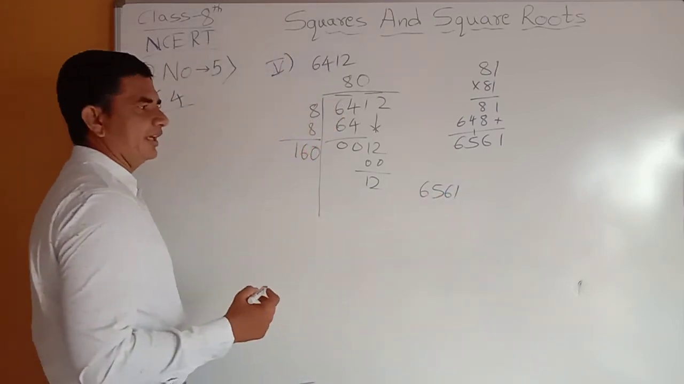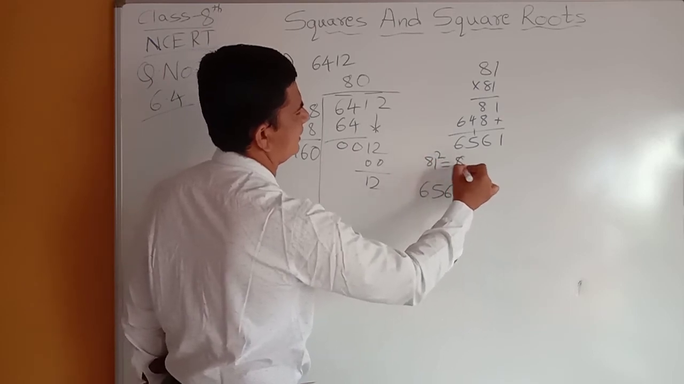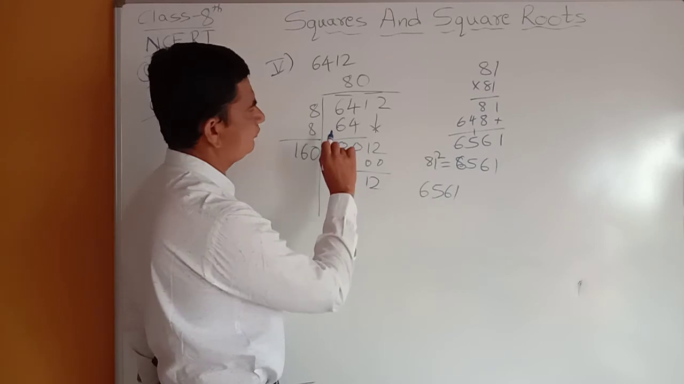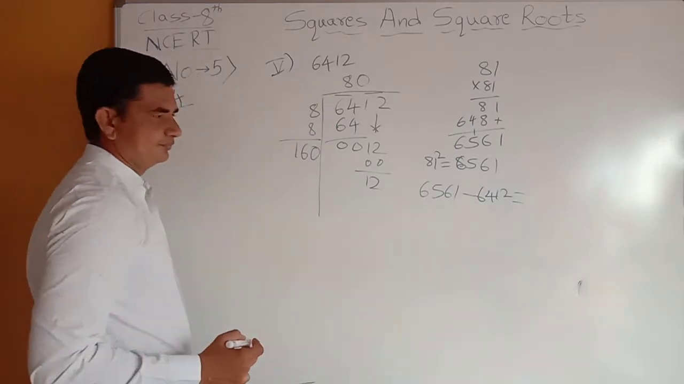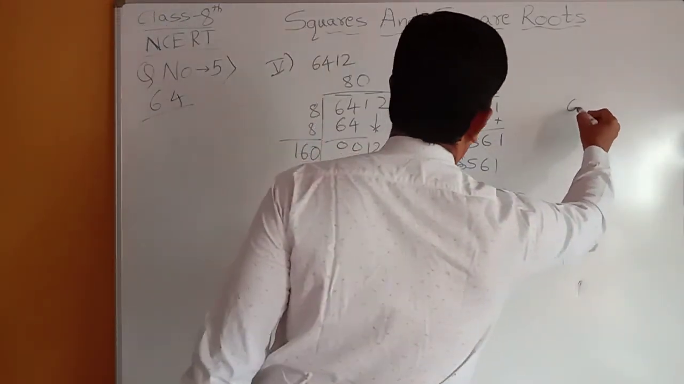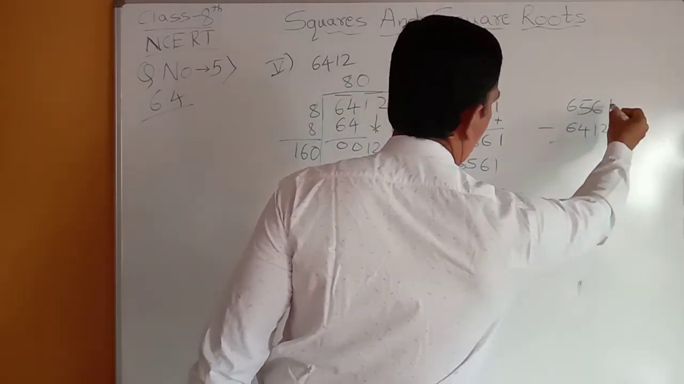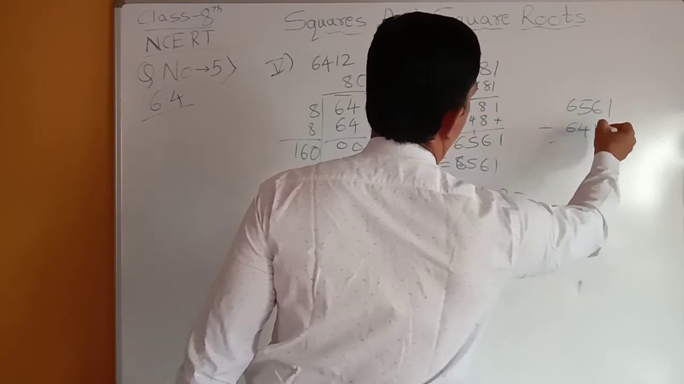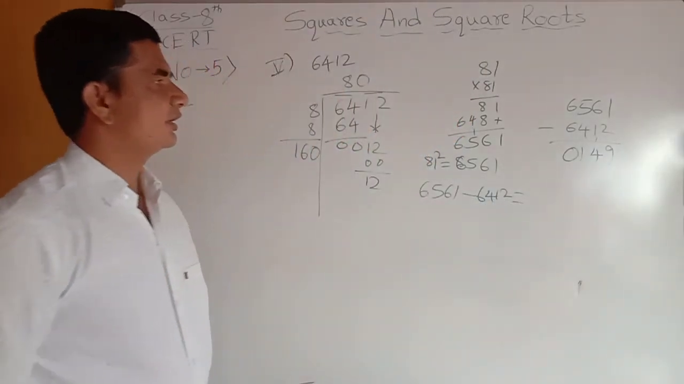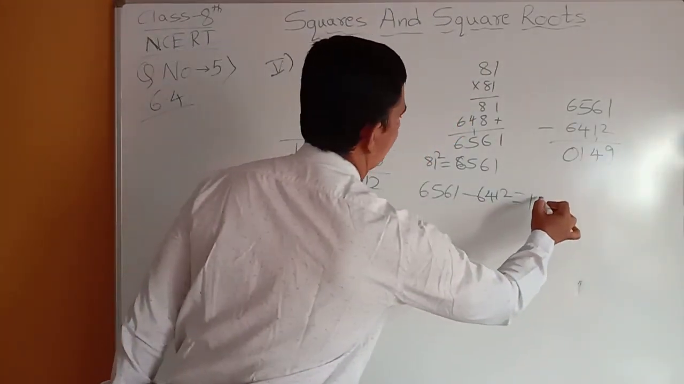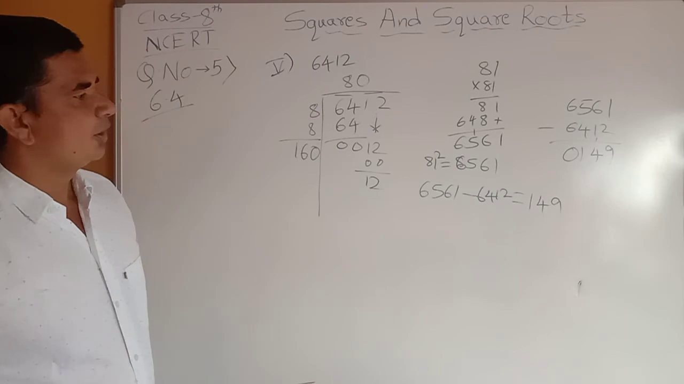Okay. In this, if you subtract, so we got here 81 square, 6561. So if you subtract 6412 from this number, 6561 minus 6412. So 11 minus 2, 9, carry 1, 6 minus 2, 4, 5 minus 2, 5 minus 4, 1. So what did we get here? 149.